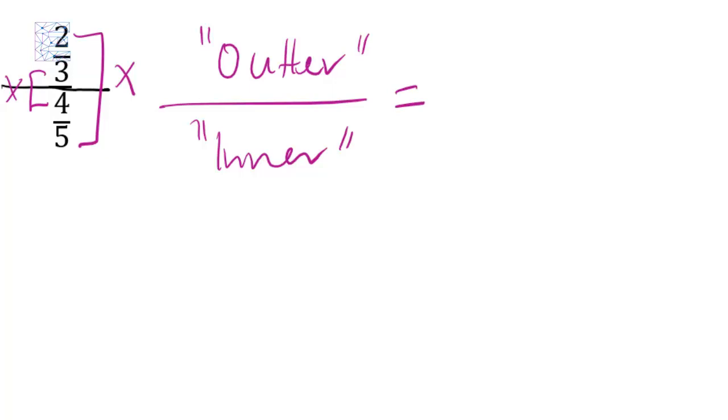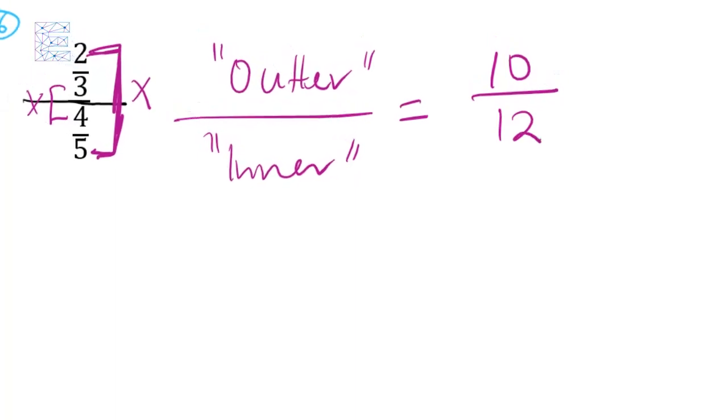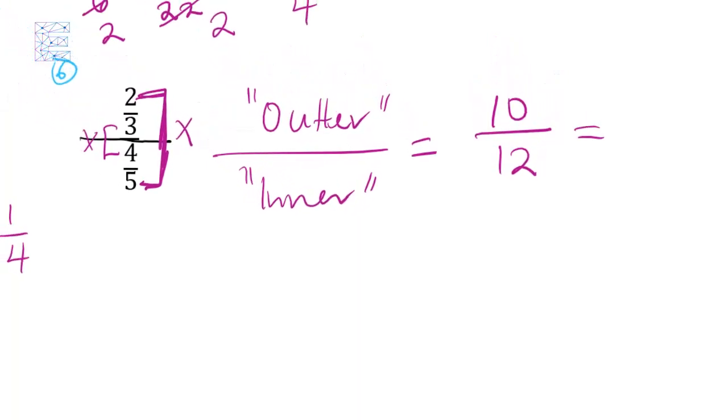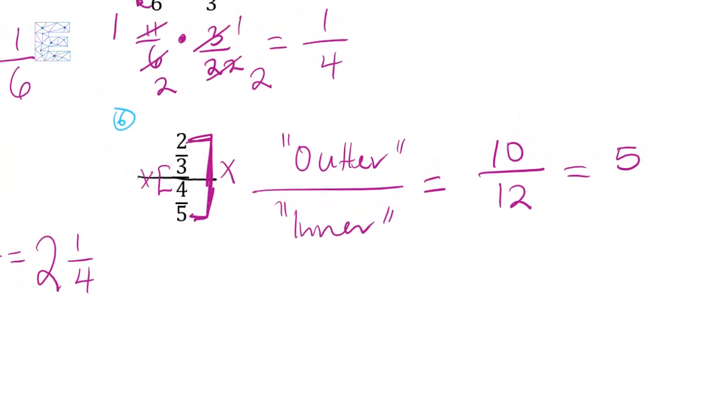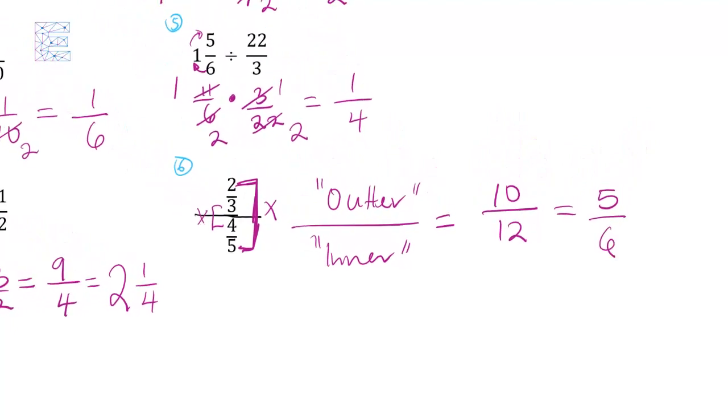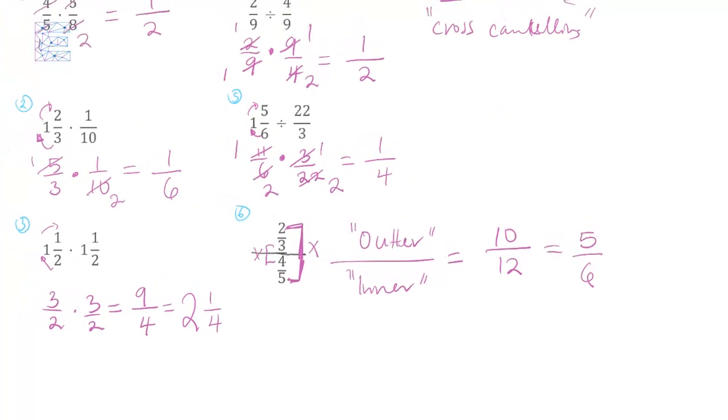So let's go ahead and do this. Outer, we have the 2 and the 5, so 2 times 5 is 10, over the inner, which is 3 times 4, and that's 12. Of course, we do have to simplify this, so the answer, just like we found in the first problem, is 5/6. Same answer, a lot quicker.